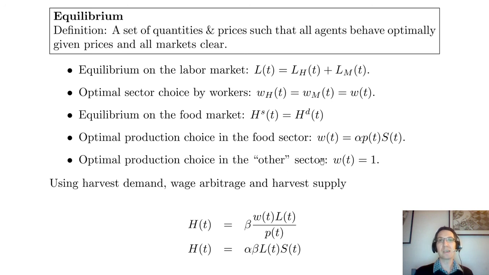So what do I do? As I said, I just have to equate food demand and food production. So into HT, which I know is beta WL over P, I can just use this optimal production choice. For instance, I divide by P here, I get W over P. I divide by P here, I get alpha S, and so I can just substitute W over P and get this demand here, which is exactly what we had before.